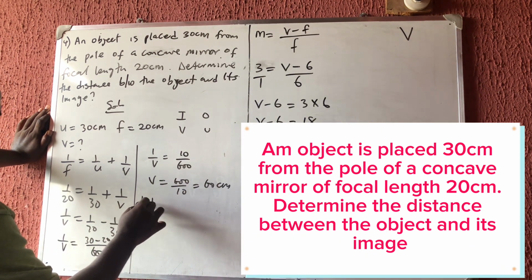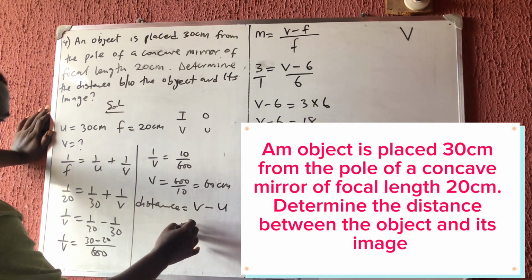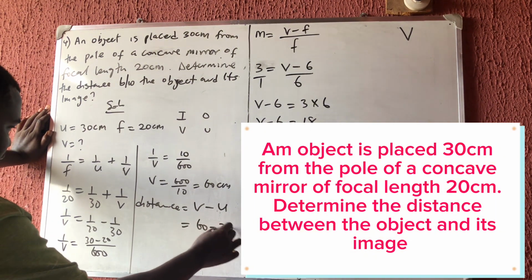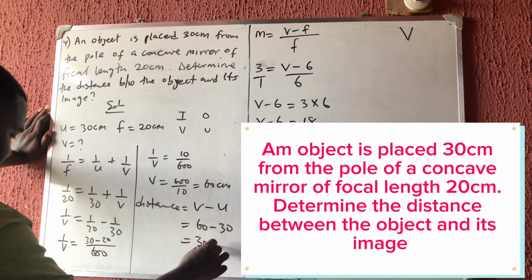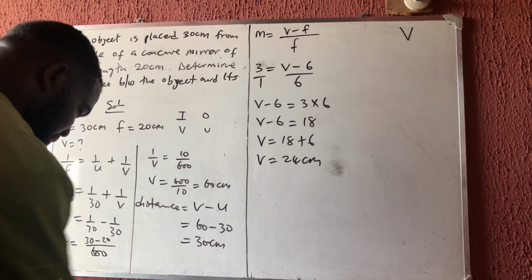So the distance is simply V minus U. That is 60 minus 30, which is equal to 30 cm. So that is the distance they are apart.